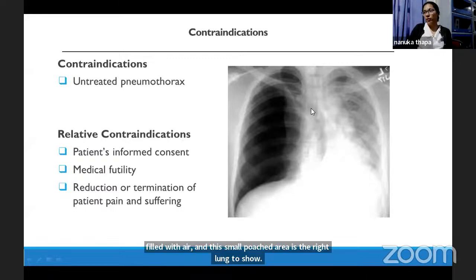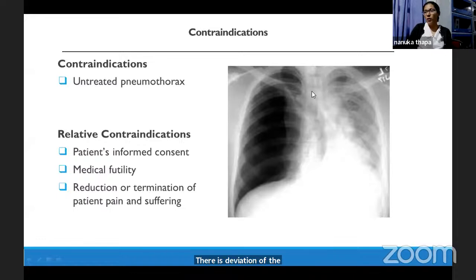There is deviation of the trachea from the midline to the left side. Simultaneously, even the mediastinum is shifted entirely to the left side. So this is most likely a tension pneumothorax. And here, an ICD will have to be inserted, or a prior needle decompression in the second intercostal space will have to be done to stabilize the patient, and thereby buy us time to put an ICD.